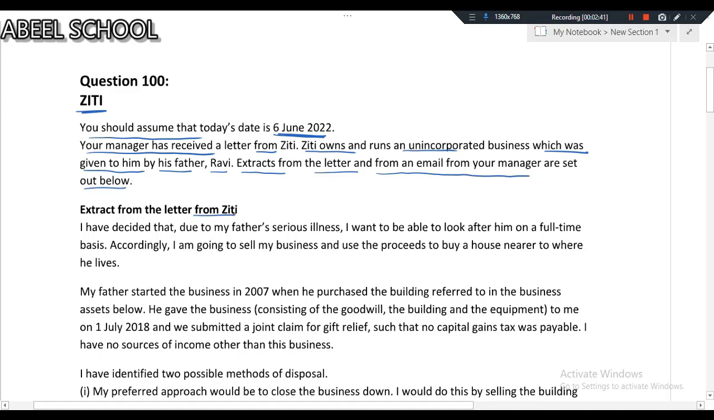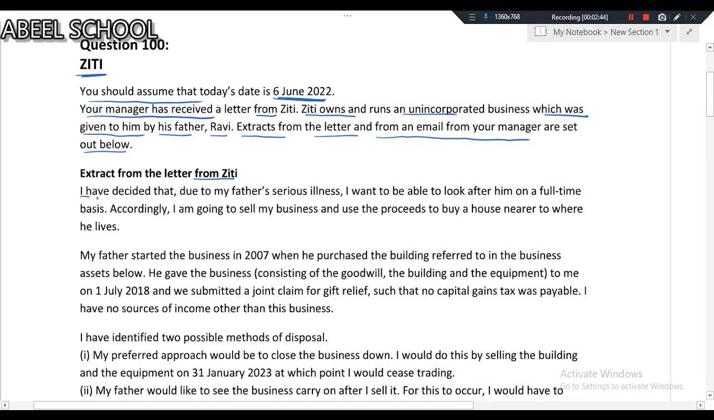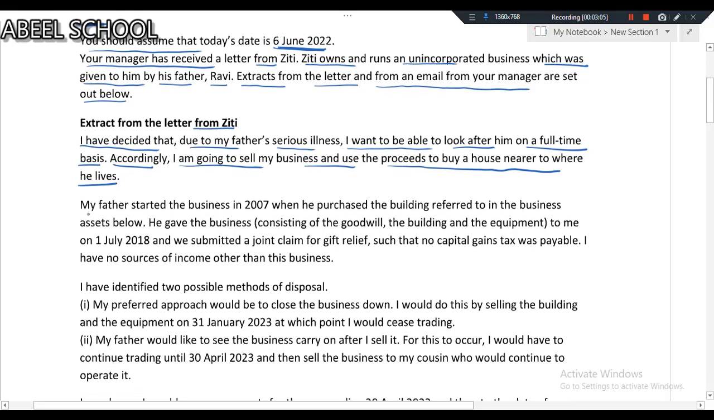Extract from the letter from Ziti. Now let's see what Ziti says. I have decided that due to my father's serious illness, I want to be able to look after him on a full-time basis. Accordingly, I'm going to sell my business and use the proceeds to buy a house nearer to where he lives. My father started the business in 2007 when he purchased the building referred to in the business assets below. He gave the business consisting of goodwill, building and equipment to me in July 2018.